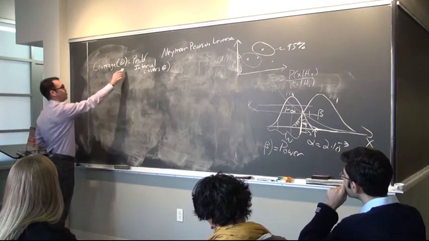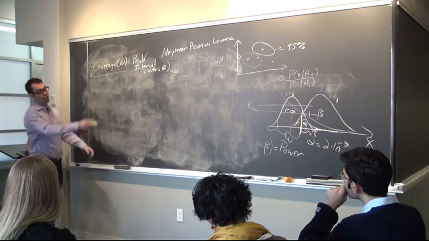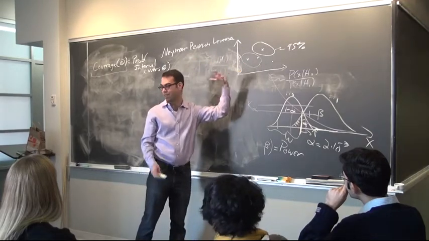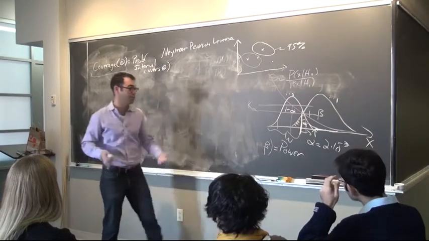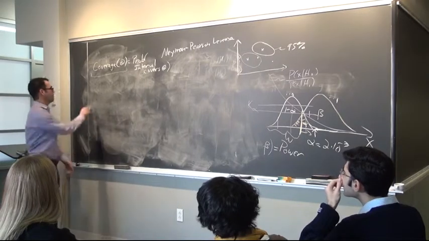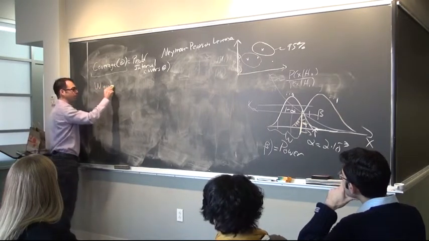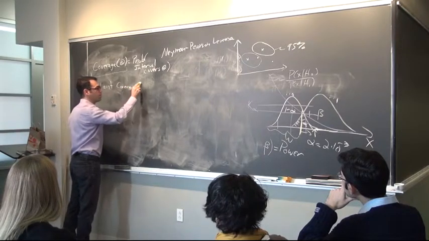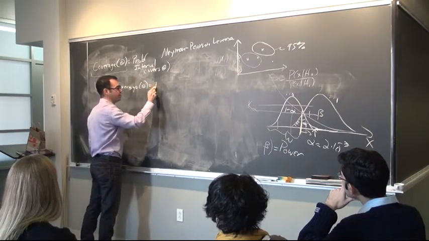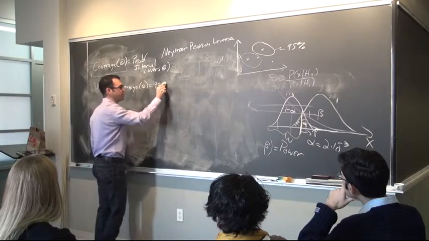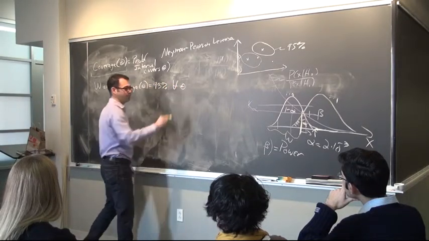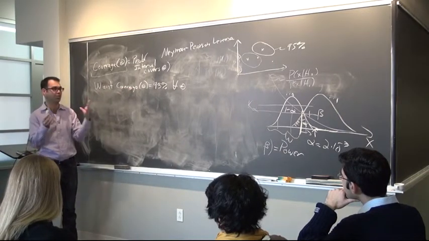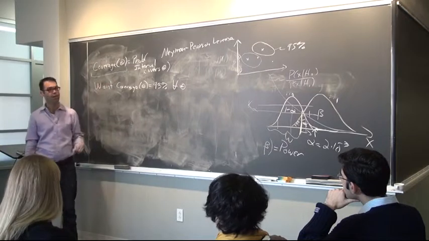So this quantity is called coverage. When you say it's a 95% interval, what you mean is that it has this property: the coverage of theta equals 95%, but for all thetas. And so the question is, how can you do that? How can I come up with some procedure that will do it?